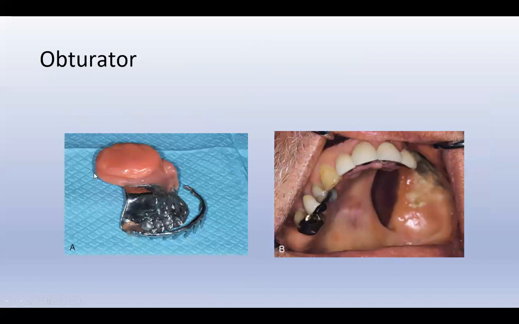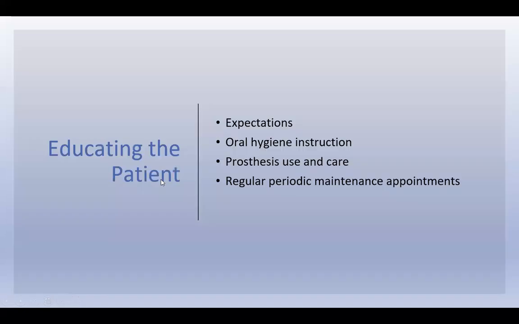So here's an image of an obturator and somebody who has a hole in their palate due to likely oral cancer is what I'm assuming that has to do with, because they're missing all these teeth on the side here as well. So this is an example of an obturator.